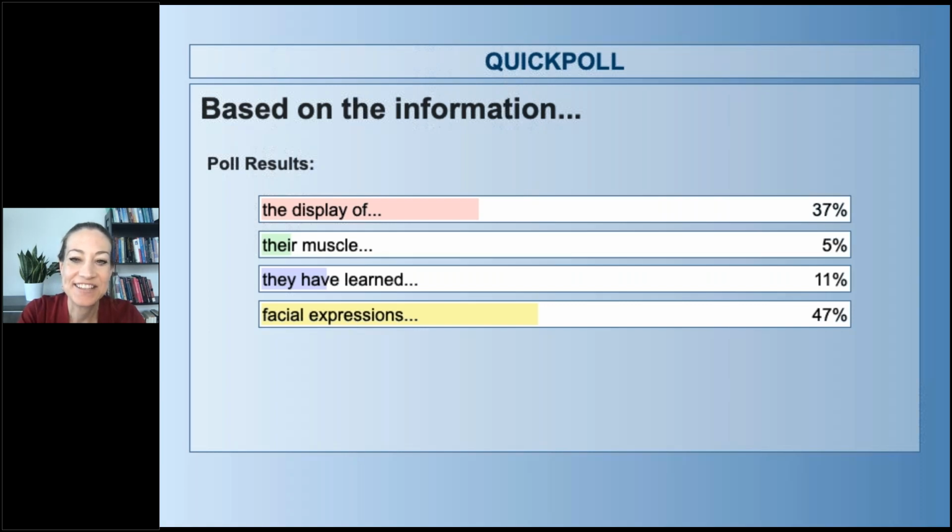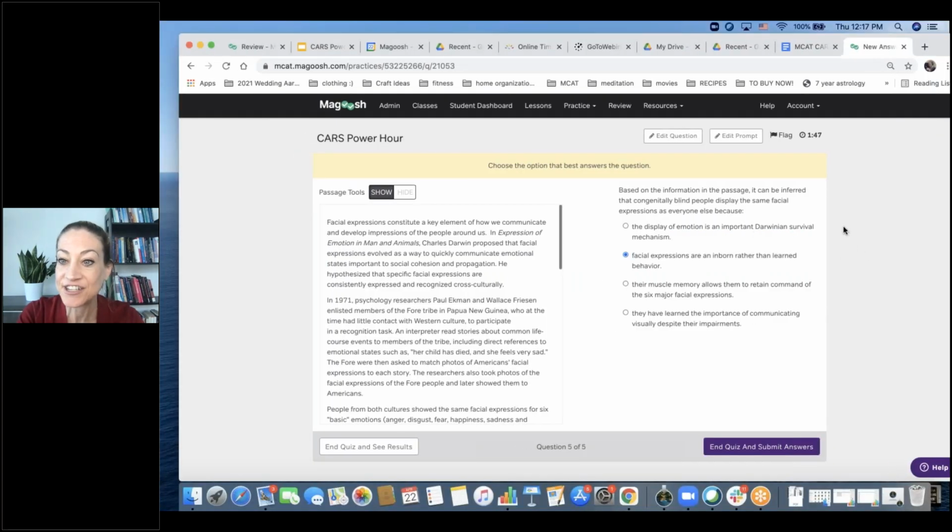It looks like there's a discrepancy here with the question. Oh, it's the order. Okay, yeah. So 47% said facial expressions are inborn. That is the correct answer. And the second most selected answer was the display of emotion, which is also the second most commonly selected answer by students at large.